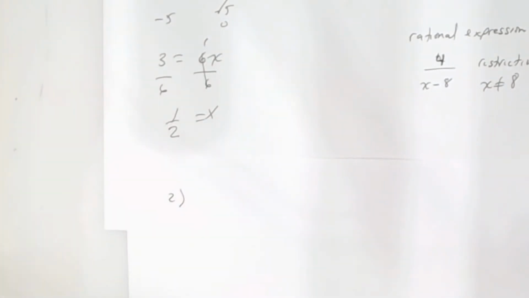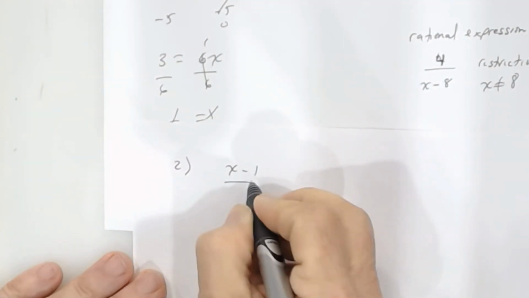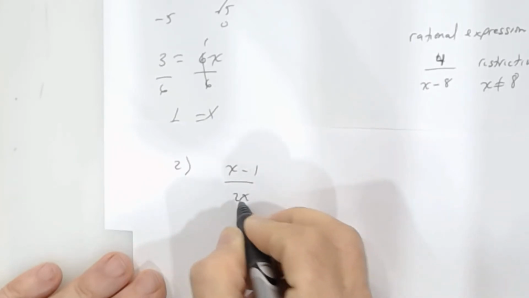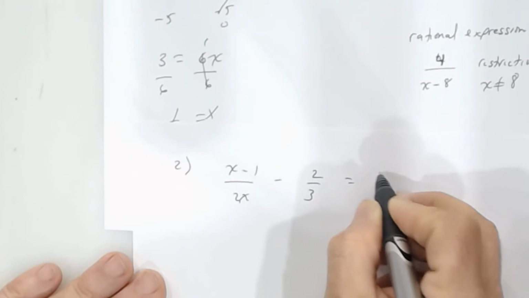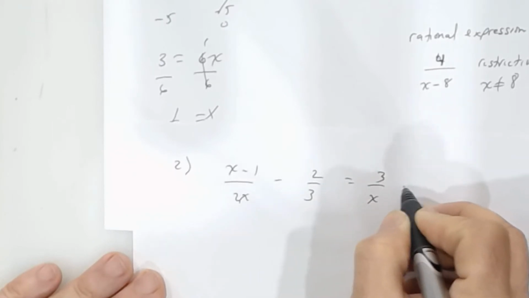All right, number 2. Suppose we had this one. (x - 1)/(2x) - 2/3 = 3/x - 1. Okay, listen to my question first. Is this a linear equation? No.